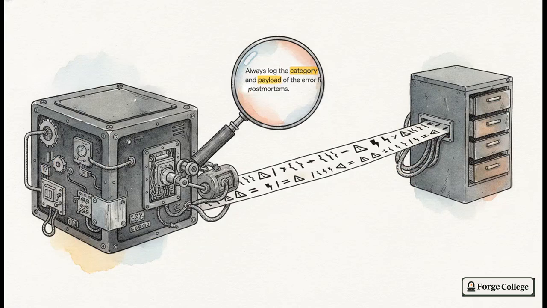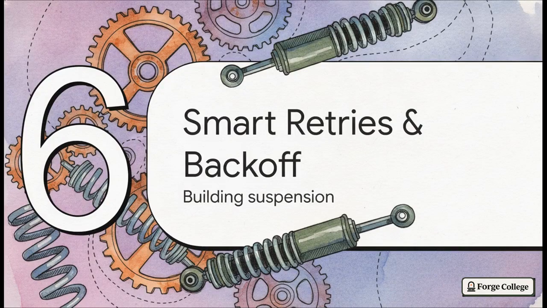Now listen closely, because this practice right here will save you absolute hours of debugging down the road. You must always log the error category, the error severity, and the raw RPC error payload. We emphasize this so heavily in our Forge College programs for a good reason. When you are doing a postmortem at 2 a.m., you need to know exactly what the machine was screaming right before it broke.